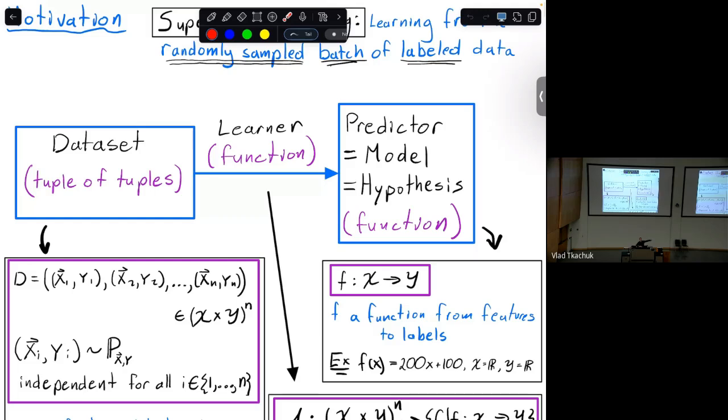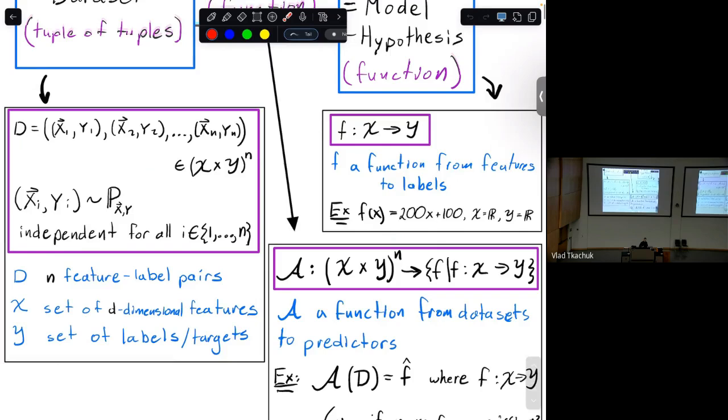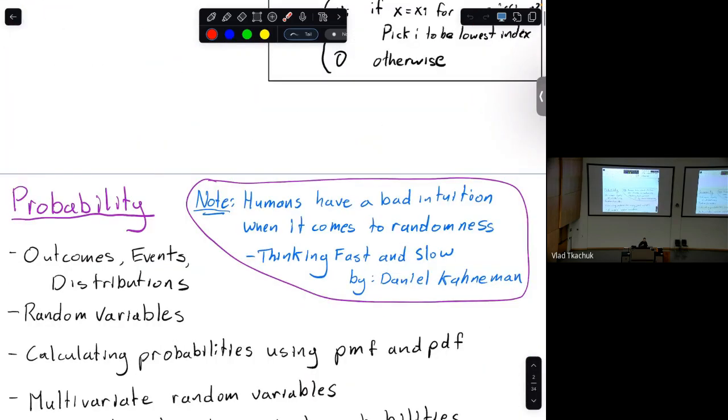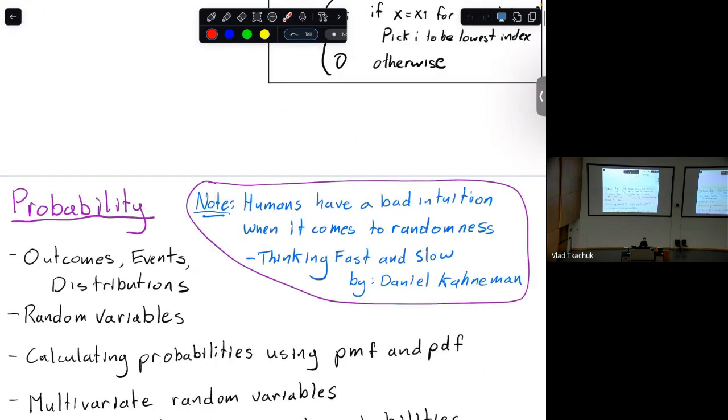Like, I don't know, the number of dogs in the Netherlands is probably a useless feature for predicting the price of houses in Edmonton, but you could add it. And we'll see what the effects of something like that are later as well. Okay, so let's get into probability.